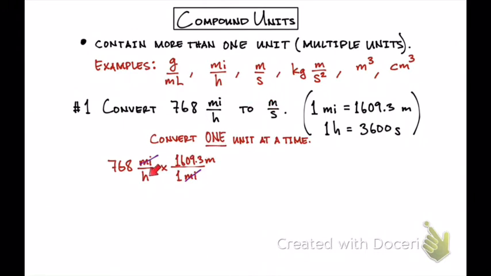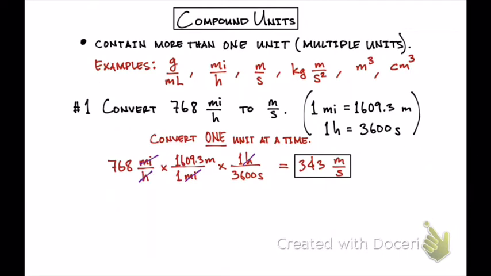So now we got to take care of hour, and we're going to use this conversion factor here, or this numerical relationship here, and turn it into conversion factor. So we want hour in the numerator this time, and then seconds in the denominator. All right, so that would be 1 hour per 3,600 seconds. All right, and you can see how the hour here will cancel with this hour. Now all you have to do is plug it into the calculator. So 768 times 1,609.3 times 1 divided by 3,600, and this gives us 343 meters per second.